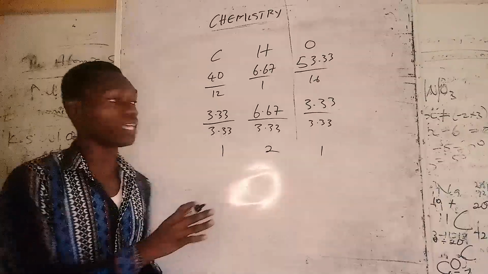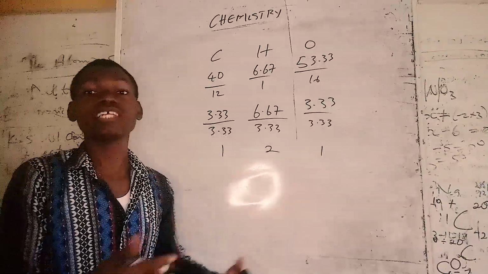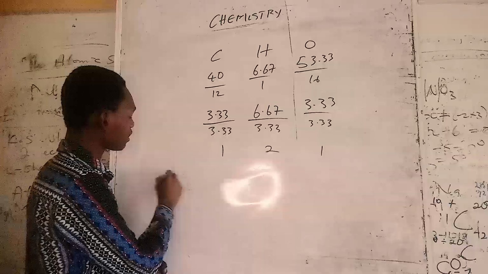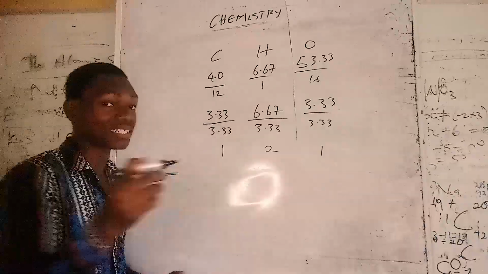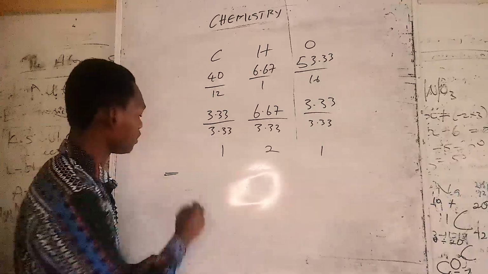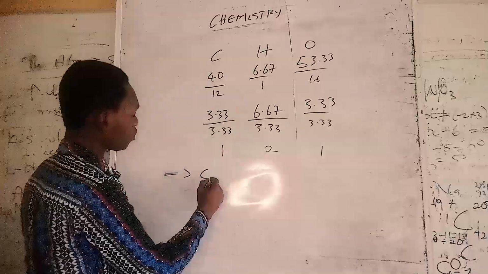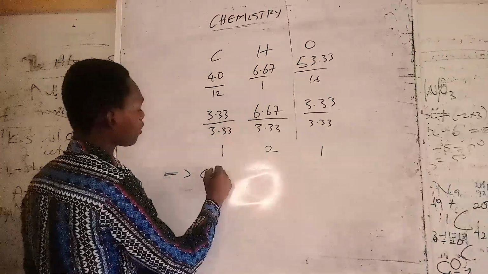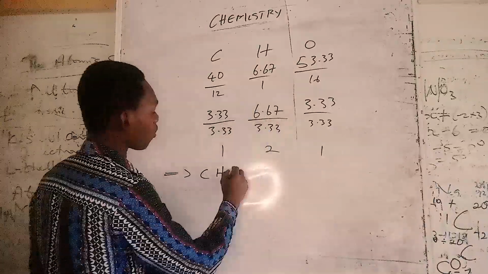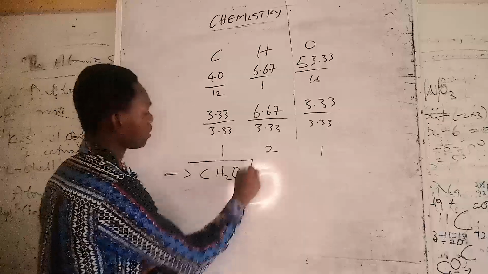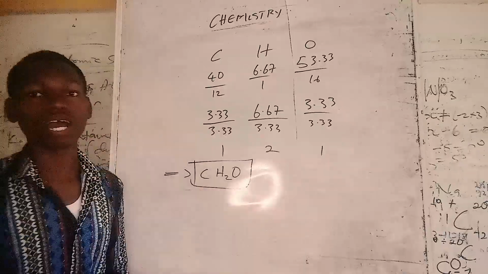So the empirical formula, which is the ratio formula of this unknown organic compound, is carbon 1, hydrogen 2, and oxygen 1. So this is the empirical formula.